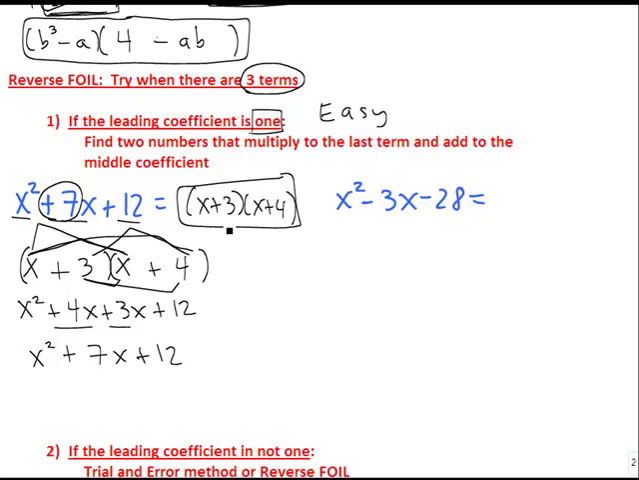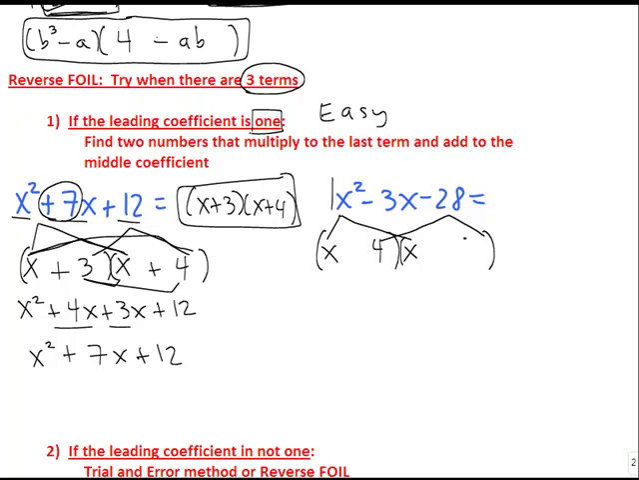Okay, so for the easier case of reverse FOIL, you use this when the leading coefficient is a 1, and the process here is you set up your two sets of parentheses. We need two things that multiply to x squared, which are always going to have to be x times x. And then we want two numbers that multiply to the constant on the end and add to the middle term. So in this problem, we want two numbers that multiply to negative 28 and at the same time add to negative 3. Two factors of 28 are 4 times 7, and those two numbers have a difference of 3.